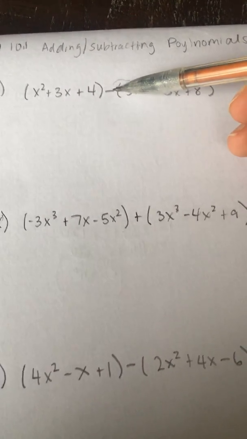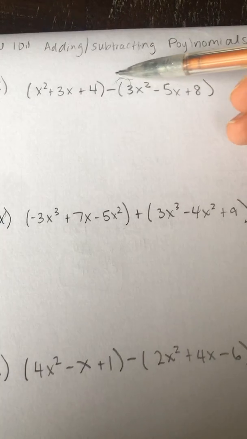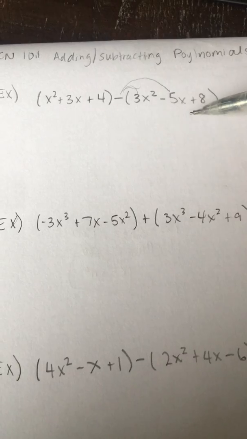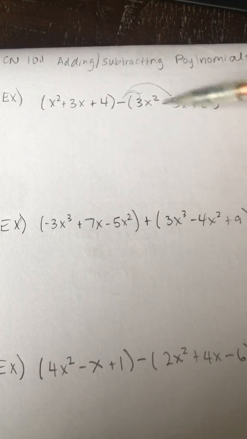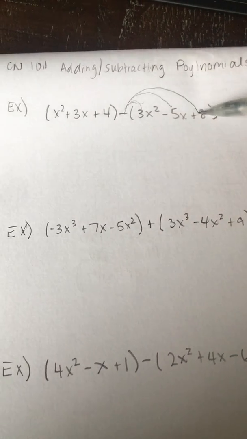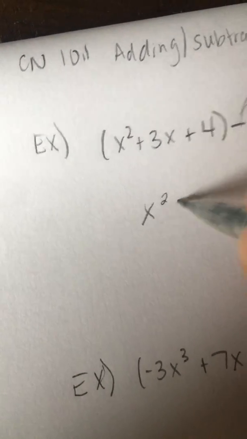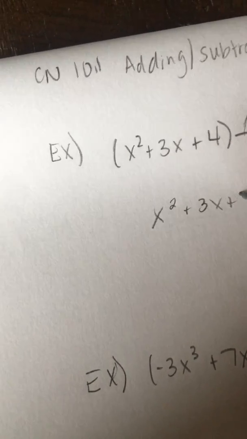So it's like distributing. You take this and you minus the 3x squared. You take this, you minus the negative 5x. So minus a negative, you all know, will become a positive. You have to minus the 8. So first polynomial stays exactly the way it is. X squared plus 3x plus 4.